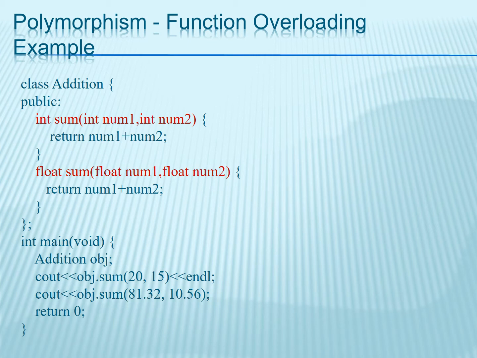Which overloaded function is executed is determined during the runtime of the C++ program. If the arguments of the overloaded function are integer, then the first definition of sum is executed. If the arguments of the overloaded function are float, then the second definition of sum is executed. This is determined during the runtime of the C++ program.